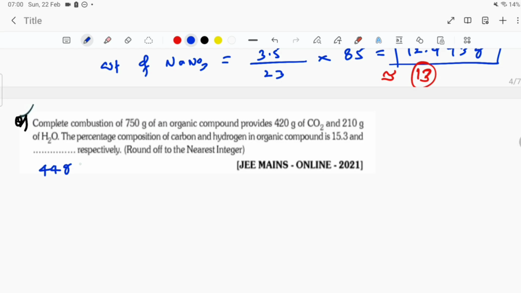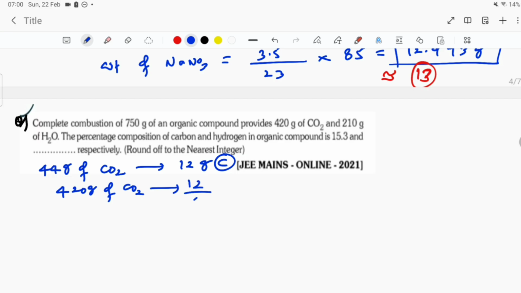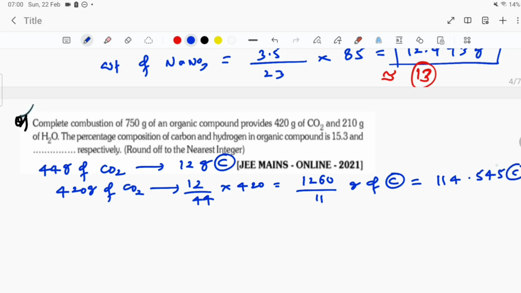44 grams of CO2 contains 12 grams of carbon. Then 420 grams of CO2 contains how much? 44 grams having 12 grams of carbon, 420 grams of CO2 contains how much? 12 by 44 into 420, which is equal to 1260 by 11 grams of carbon. This much amount of carbon is present with us. If you further do the calculation, 114.545 grams of carbon is present. That is the amount of carbon.